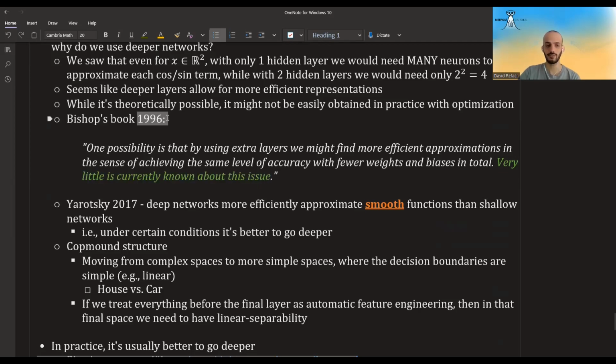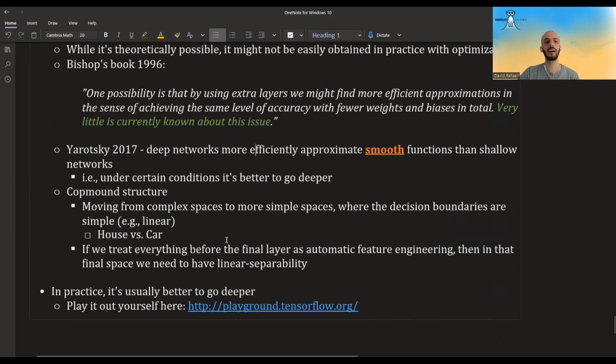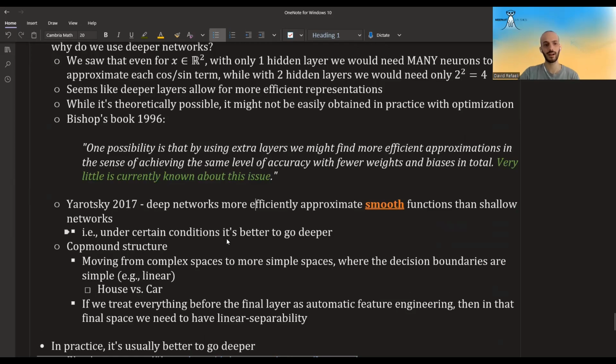This was 1995, 1996. There has been some work trying to figure out more and prove more. I don't think there's been a lot of work. One of my professors in the course I took mentioned Yarotsky in 2017, and he had a work that showed that deeper networks work better on smooth functions than shallow networks. So basically, there are certain conditions where even theoretically, it's better to go deeper than to stay shallow in your neural network architectures. And if you know some other works that I don't know, please leave them in the comment section.